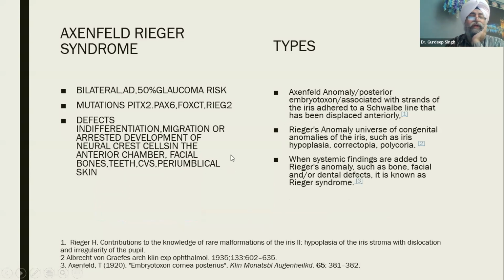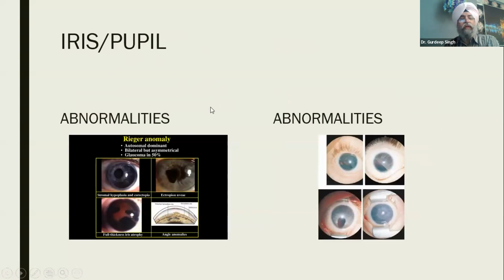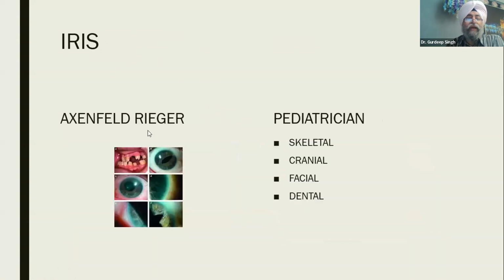And then there are other different types of syndromes which can be because of problems in the iris, which is Axenfeld-Rieger, which is also associated. Rieger has an association with many other anomalies also. It's autosomal dominant, bilateral, symmetrical, and usually glaucoma is seen in 50% of these cases. Why am I mentioning this one here? Because later on the child can have these kind of issues, or skeletal issues, or facial issues.